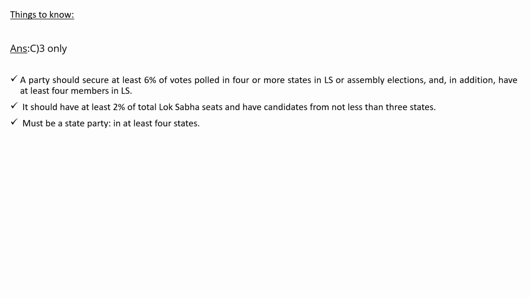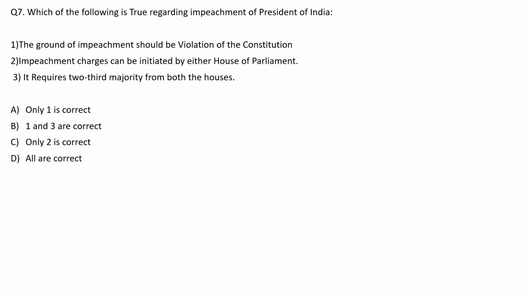So the answer is 3 only. A party should secure at least 6% of votes, and at least 2% of total Lok Sabha seats. The rest is all correct.